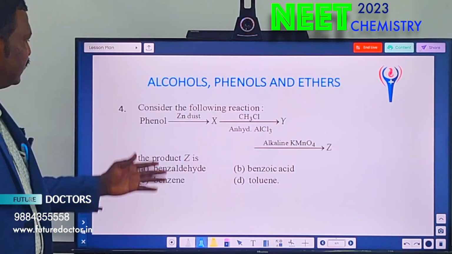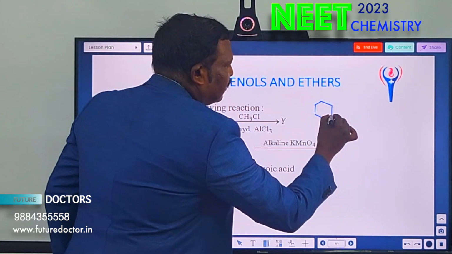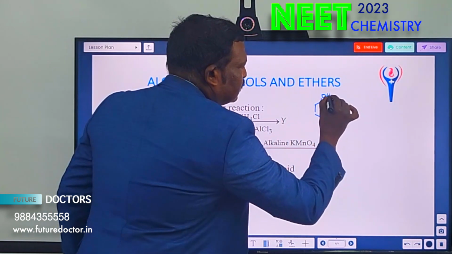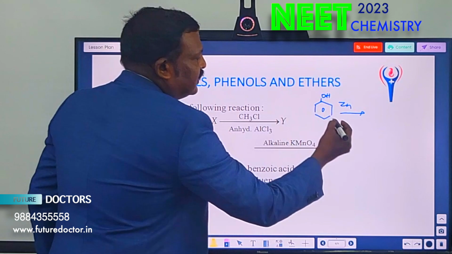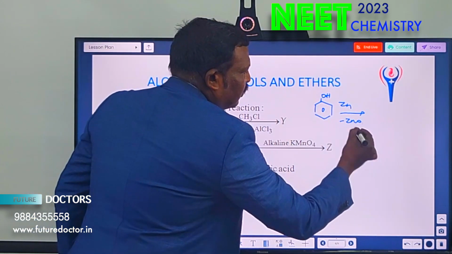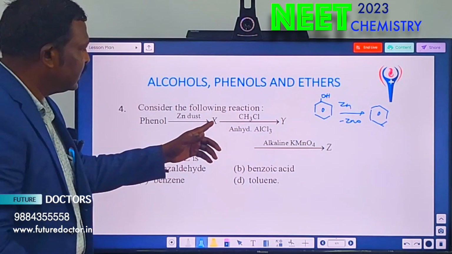Okay. Next one. Simple. This one, phenol plus zinc test. You know phenol. What's the formula for phenol? C6H5OH. Okay, this is phenol. If you put zinc, what happens? Just try to understand: zinc plus oxygen, minus zinc oxide, will be removed. Now only benzene is obtained. Understood? We get benzene.